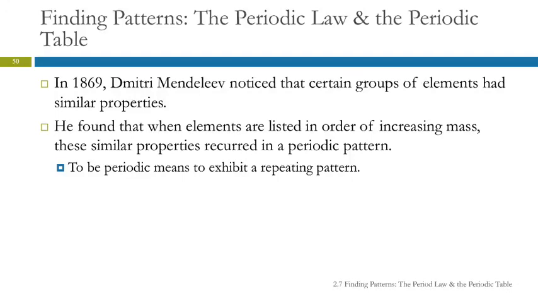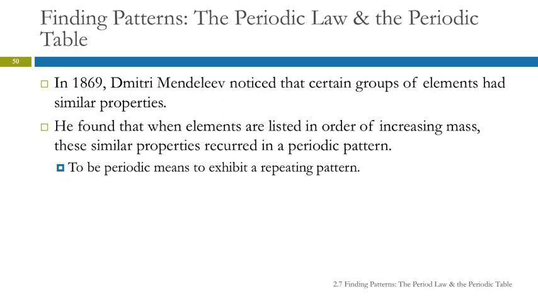So let's talk more about the periodic table. In 1869, Dmitri Mendeleev noticed that certain groups of elements had similar properties. At this point in time, we knew about a bunch of different elements, but they hadn't really been pulled together in an organized way.